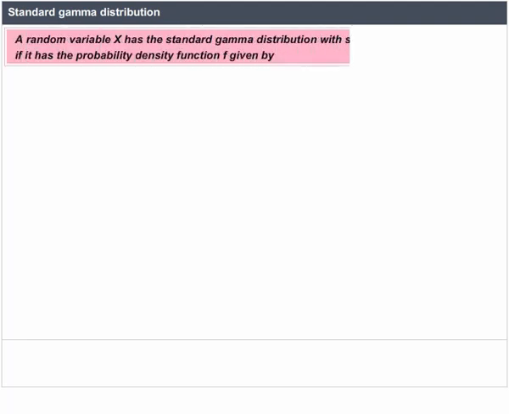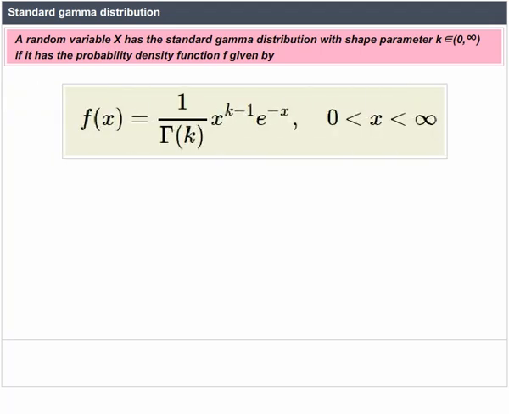Standard gamma distribution. A random variable X has a standard gamma distribution with shape parameter k belongs to 0, infinity if it has the probability density function f given by f of x equal to 1 by gamma of k times x power k minus 1 e power minus x, where 0 less than x less than infinity.